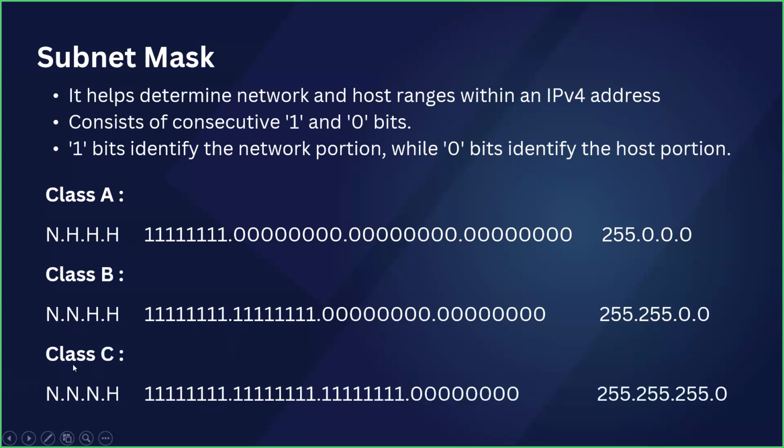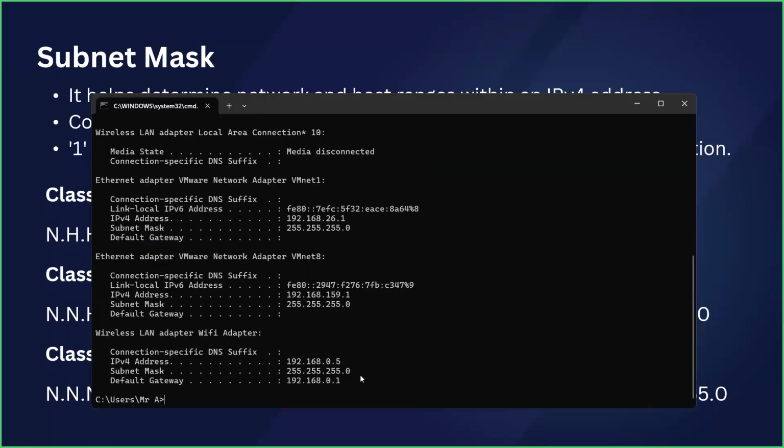Finally, when you talk about class C, there are three network portions and one host portion. So the subnet mask is 255.255.255.0. All the network portions will be converted to 255s, and the host portion will stay at zero itself. So this is the subnet mask. When a subnet mask as such is assigned, the computer now knows, okay, this is a class C IP. And in class C, it understands the range. So it can connect a maximum of 255 devices, not more than that.